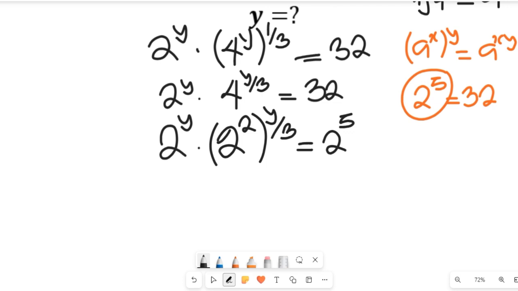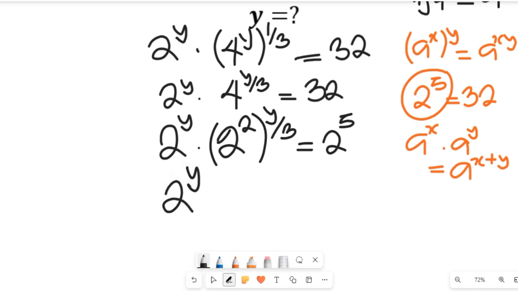Now come to note something. According to the laws of indices, if we have a to the power of x multiplied by a to the power of y, this can be equal to a to the power of x plus y. That's the multiplication law of indices. So if we apply that over here, we'll have 2 to the power of y plus 2y divided by 3, and this will be equal to 2 to the power of 5.